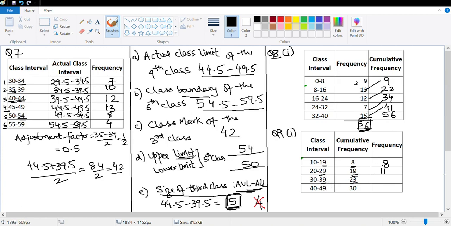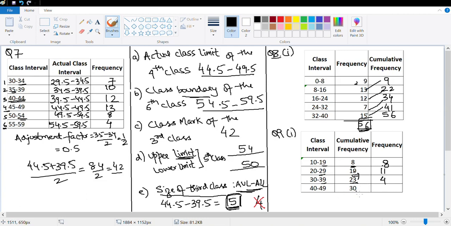23 are below 39, out of which 19 are already taken care of, which means I'll subtract 23 minus 19. I will not subtract 23 minus 11. I'll subtract 23 minus 19, which is 4.